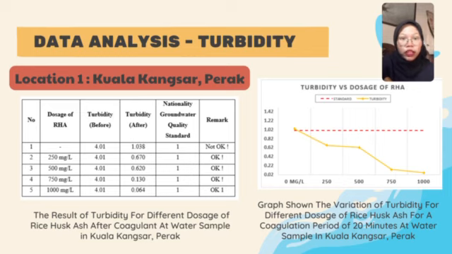Pada location pertama Kuala Kangsar, kita boleh lihat pada dos pertama iaitu tanpa apa-apa tambahan rice husk ash, turbidity tidak dapat capai standard kerana ia 1.038 manakala standard ialah 1. Dan kita boleh lihat pada tambahan rice husk ash di 2 gram ataupun 1000 mgl, ianya menurun dan paling rendah dan kita mendapat 0.064 turbidity. So kat sini kita boleh tengok turbidity akan semakin berkurang jika semakin bertambahnya dos rice husk ash.